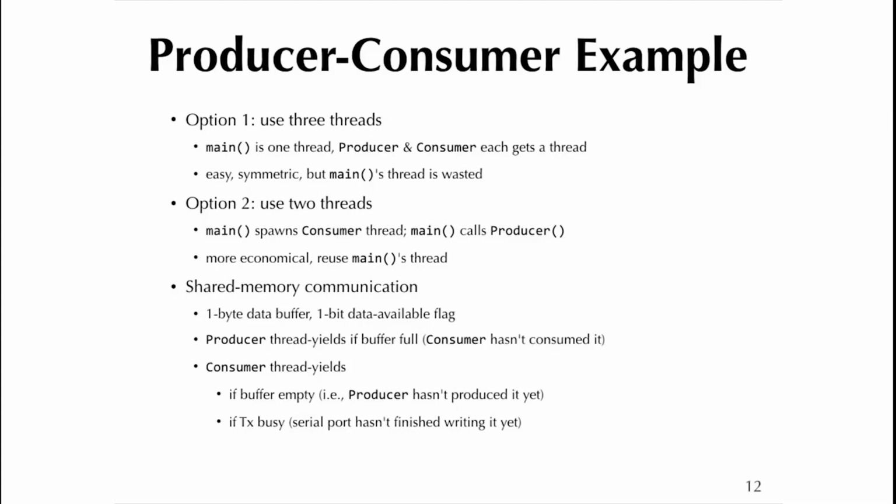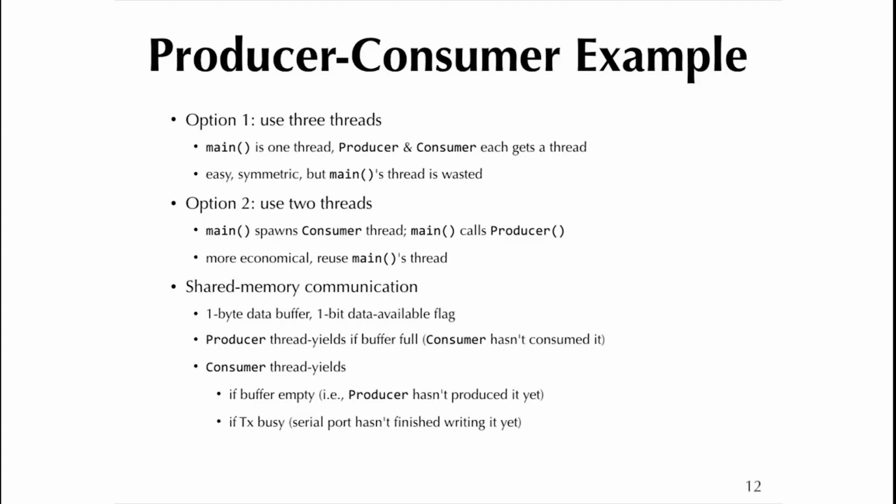So main can spawn just one thread, say consumer. And then main itself, after spawning the consumer thread, can just call producer, right? So now you have two threads because you're reusing main's thread. Otherwise, main is not going to do anything, right? It just sits there, or even falls off and then exits. So that's wasted anyway. So this is more economical because you can reuse main's thread. You only have to create one, but now you have two things running. It's up to you what you want to do.